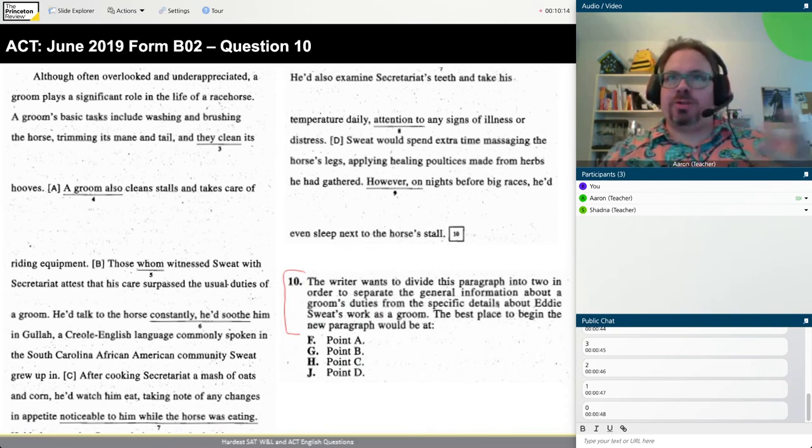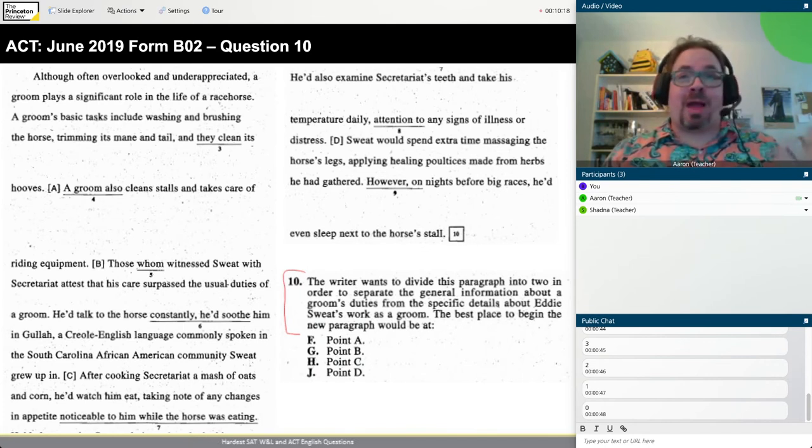Now, of course, all of you tuning in, you're interested in the harder questions, so of course I'm not going to skip this. We're going to do this question. So the writer wants to divide this paragraph into two in order to separate the general information about a groom's duties from the specific details about Eddie Sweat's work as a groom. The best place to begin the new paragraph would be at.